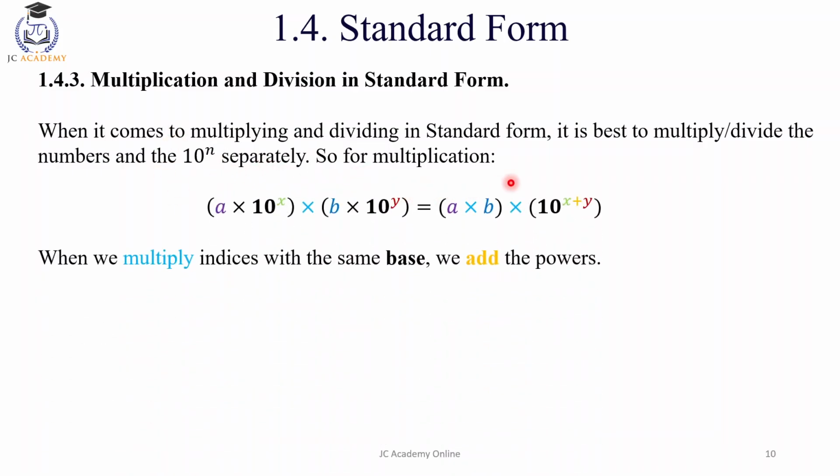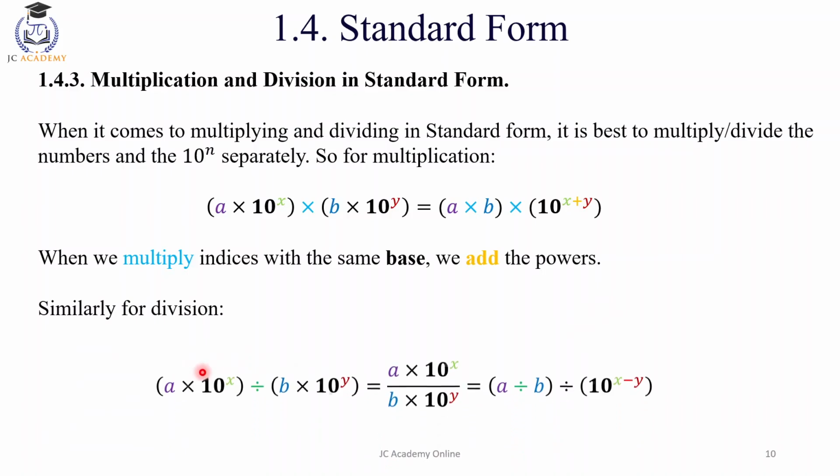So for example, for multiplication, if the numbers are usually in this form, so if we had two numbers in standard form and we had to multiply them, the best thing to do is multiply the numbers that are not attached to the 10 by themselves, and we multiply the numbers associated with the base 10 by themselves. When we multiply indices with the same base, we just add the powers.